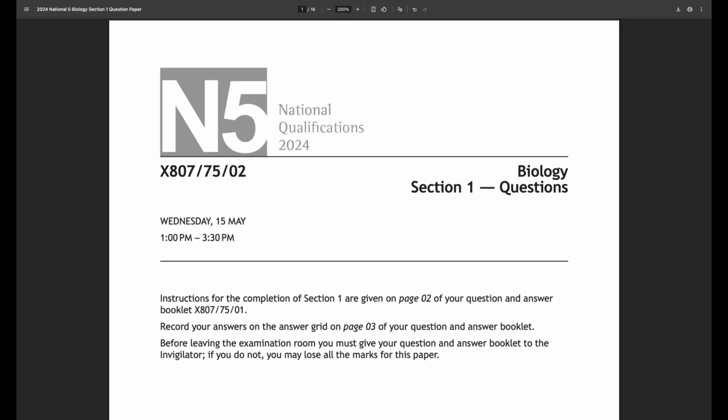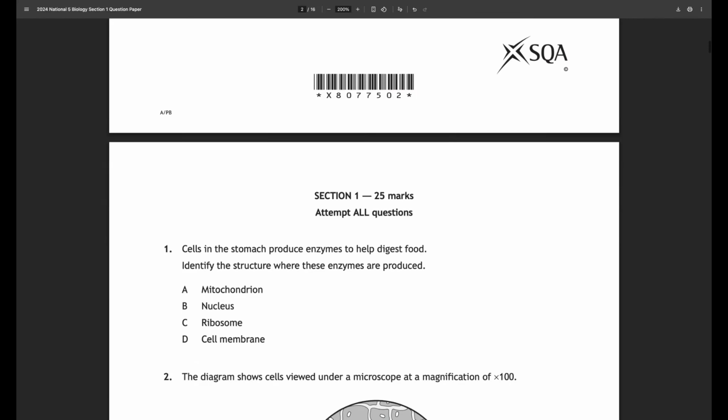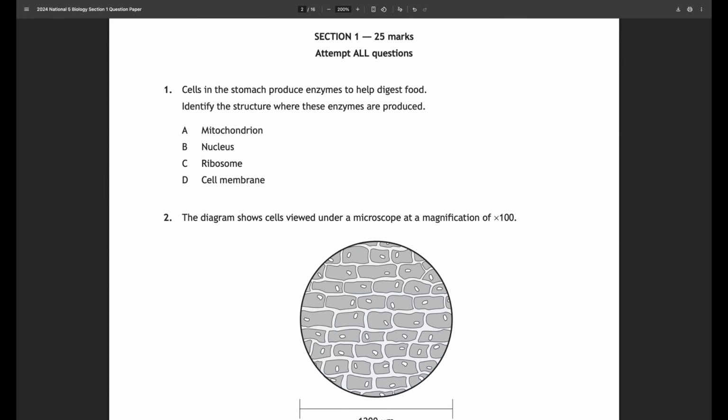Welcome to the 2024 National 5 Biology paper run through. We're going to start off with paper 1 to begin with, and we're going to scroll down to question 1. So as always, 25 marks, 25 multiple choice questions, and the answers are A, B, C, or D for every question. So question 1. Cells in the stomach produce enzymes to help digest food. Identify the structure where these enzymes are produced.